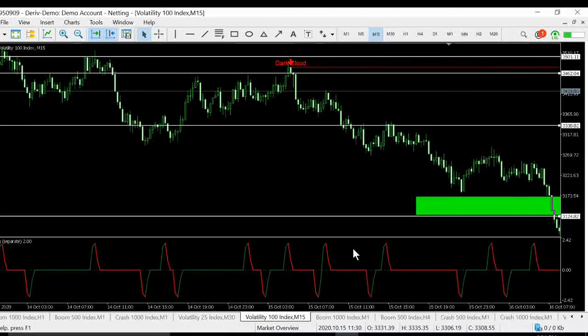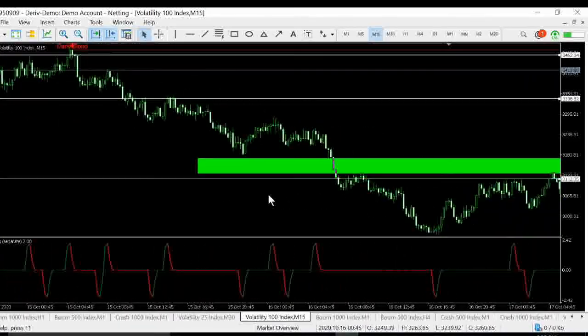This is one of the best indicators I've actually come across in terms of trading volatility, because volatility pairs don't really have a lot of indicators. I've never seen an indicator that is as profitable as this, guys. This trading system is good. You can assure an 80 to 90% winning chance, guys.